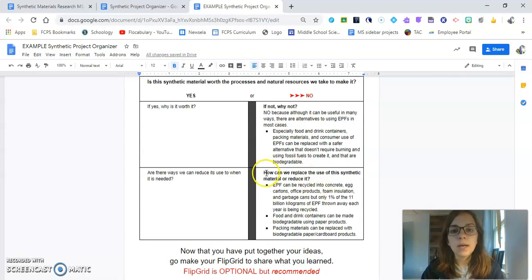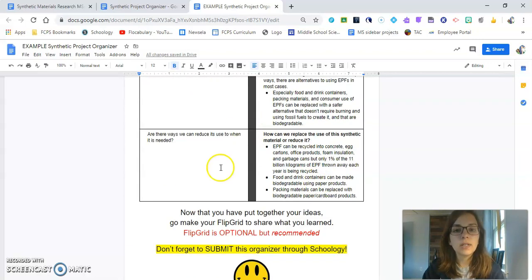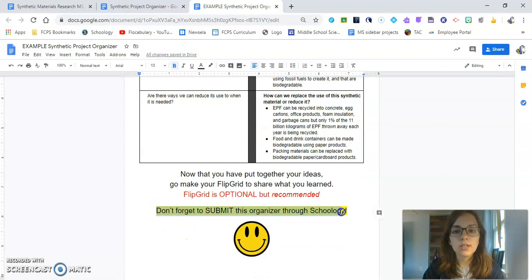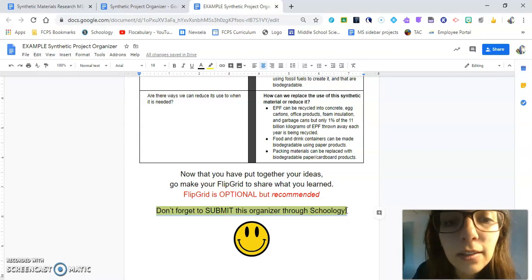So then in my second box, how can we replace the use of this synthetic material or reduce it? Well, we have tons of alternatives to a lot of those industries. Your coffee or your hot drink can go in a cardboard cup or another biodegradable product. And same with your to-go containers. There are a ton of alternatives out there. And so that was my little solution there to at least reduce, if not completely replace over time. So I'm done with all my research. I've filled in this and I am going to submit it onto Schoology so that my teacher can read it and give me feedback and a grade.